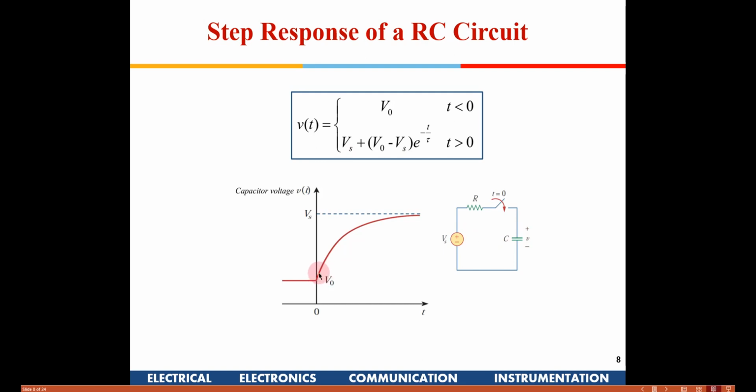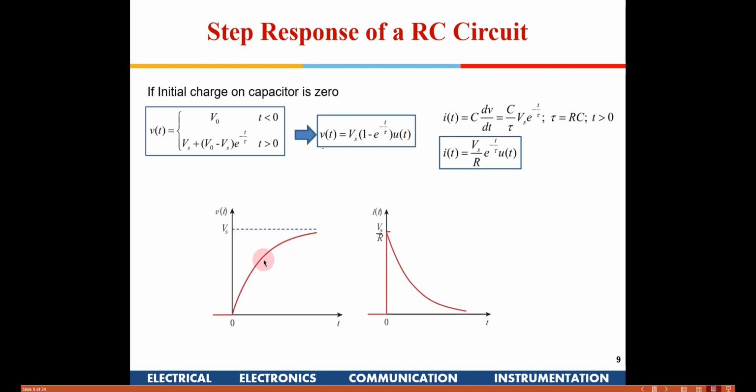So it can go from 0 to Vs, or there could be a possibility that it could go from minus V0 to Vs also. So all those possibilities are there. We just need to find out the initial conditions and write the equations accordingly. We will take an example, so things will be more clear.